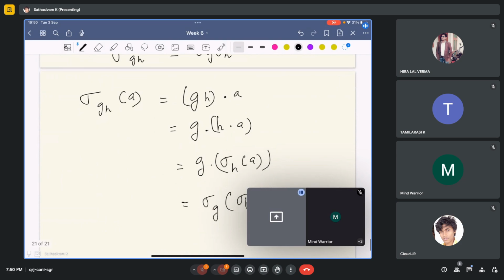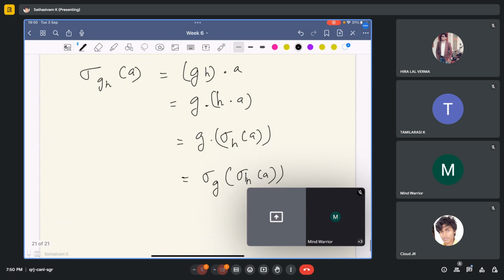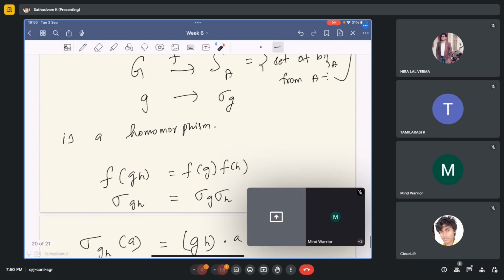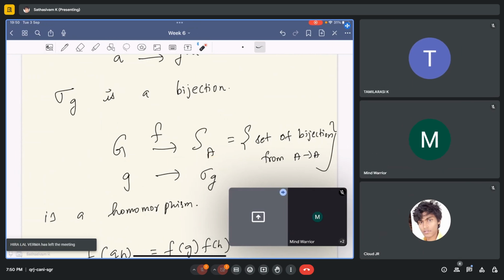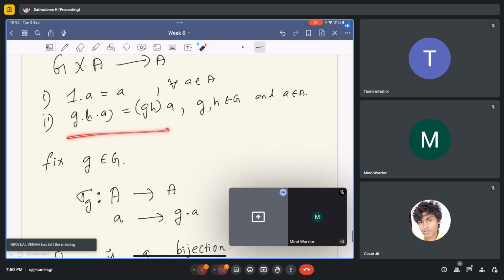So this tells you this is a homomorphism. So we have a homomorphism from G to the symmetric group of A. And given any homomorphism from G to the symmetric group of A, you can also prove this statement. So these are equivalent statements.